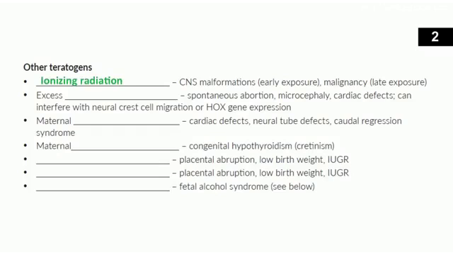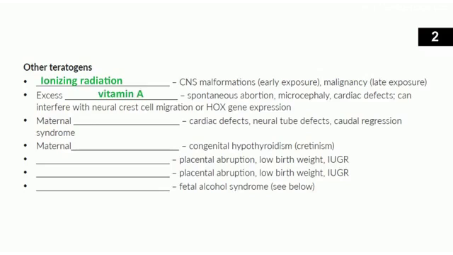Now let's go over some other types of teratogens besides drugs. Some of these are kind of hard to avoid, but they're worth knowing for your test. Ionizing radiation, like X-rays and CT scans, can cause CNS malformations if the exposure occurs early in pregnancy, and they can cause an increased risk of cancer, especially leukemias, later in pregnancy. We generally try to avoid X-rays in pregnancy, but sometimes you need them, you just can't avoid them at all.